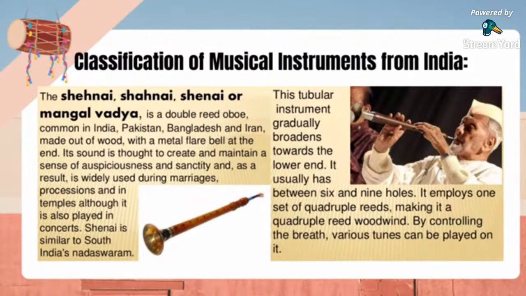This tubular instrument gradually broadens towards the lower end. It usually has between 6 and 9 holes. It employs one set of quadruple reeds, making it a quadruple reed woodwind. By controlling the breath, various tunes can be played on it.